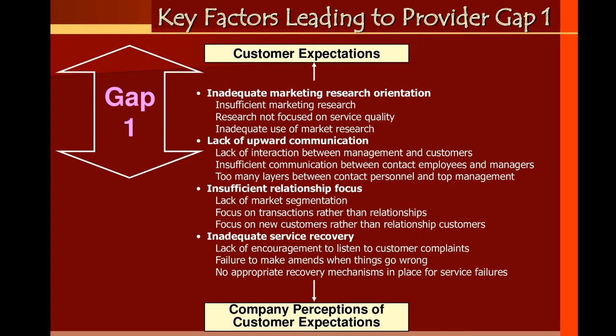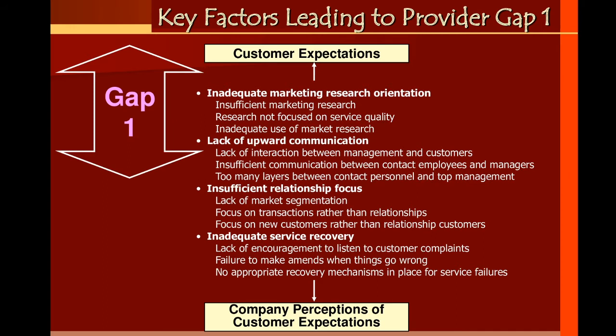And then there is failure to make amendments when things go wrong. Whenever things are going wrong, we should make some changes. Amendment means changes; slight changes we can do here and there, so it will not go to that much failure. And there will be no appropriate recovery mechanism in place for service failure.